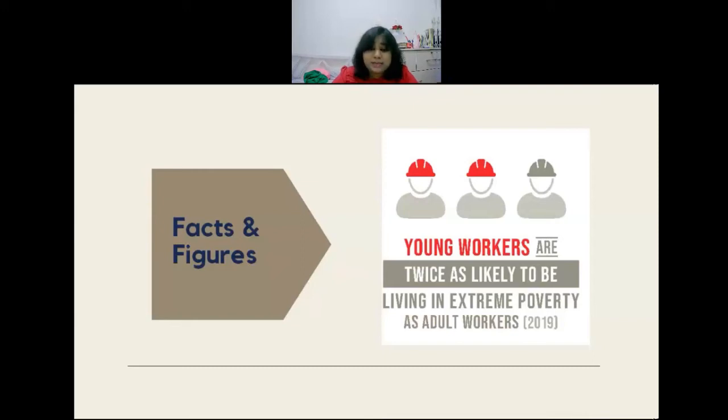a positive decline compared to 2010, but the number is expected to rise in light of the long-term consequences of the pandemic we're facing right now. Therefore, young workers are twice as likely to be living in extreme poverty.